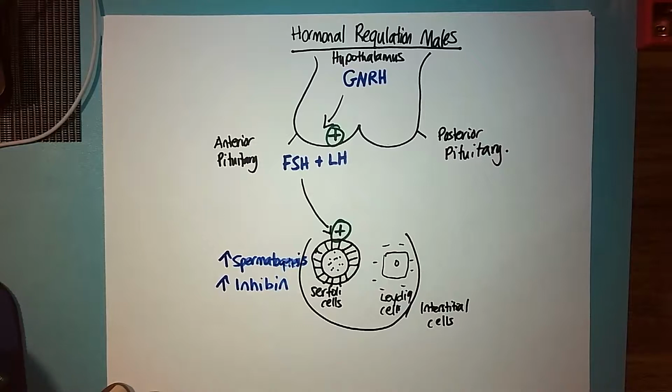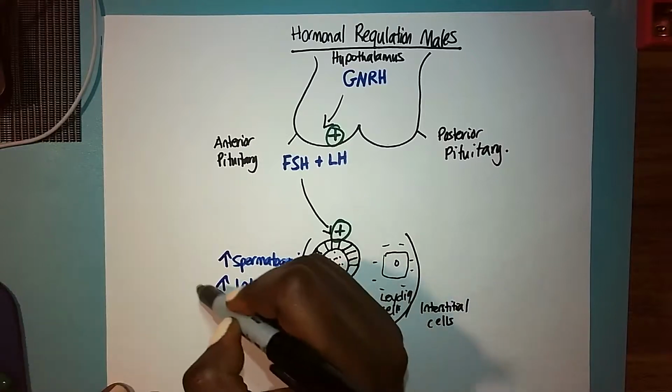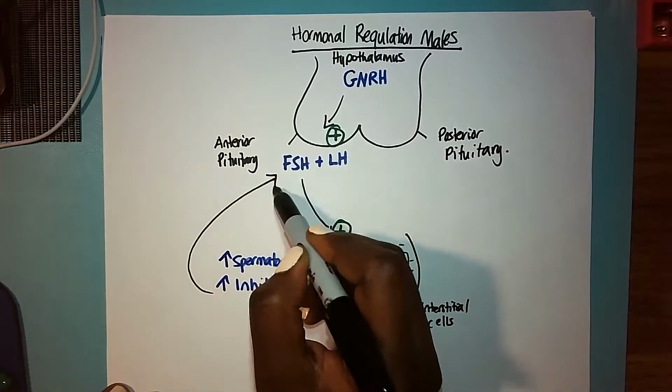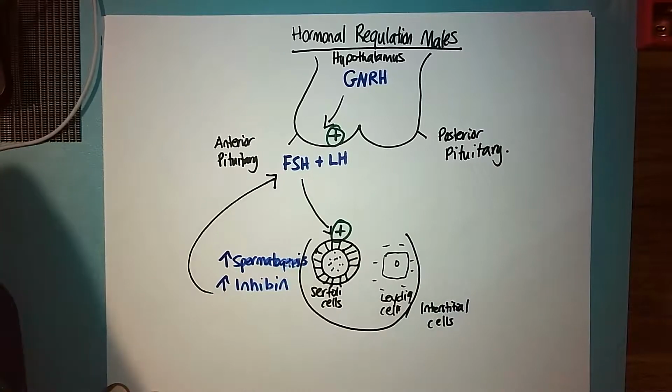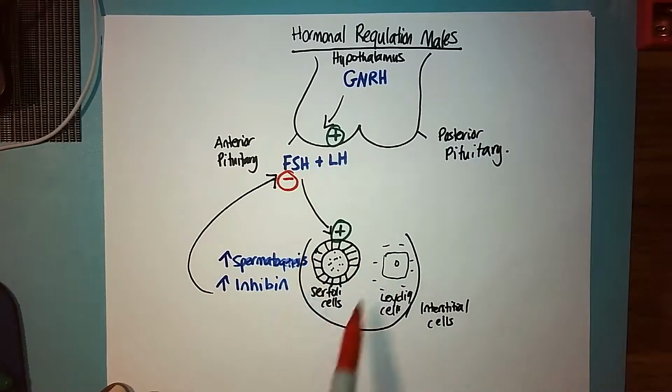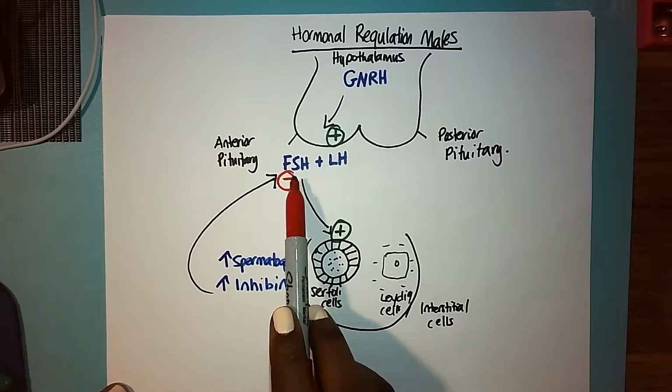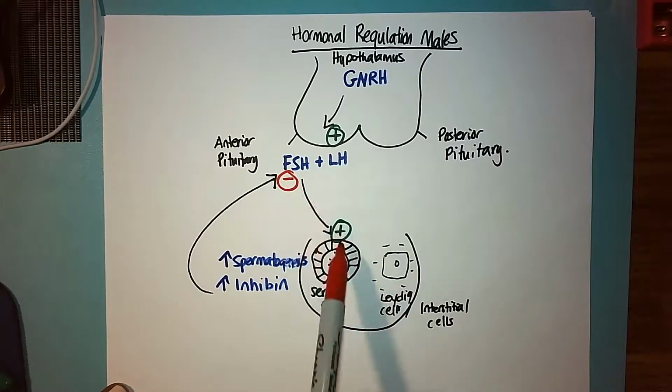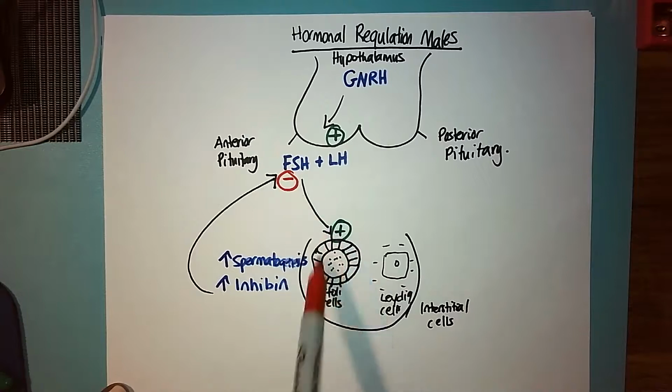Now, if we recall, inhibin is going to have a negative feedback loop onto FSH. So when we have excess inhibin being secreted by excess Sertoli cells, that will feed back onto FSH from the anterior pituitary and shut off this FSH production to decrease the input onto the Sertoli cells. So this is kind of the FSH feedback.